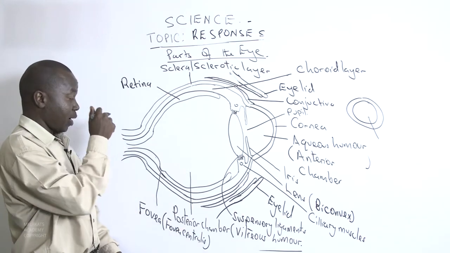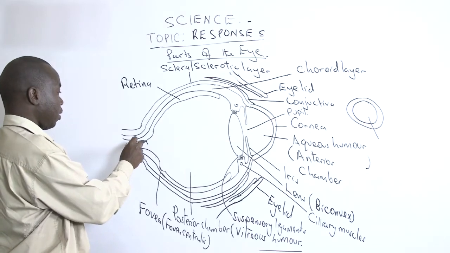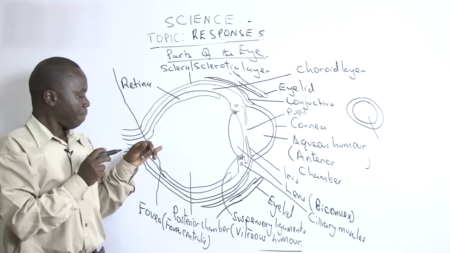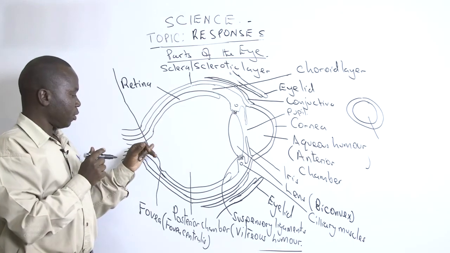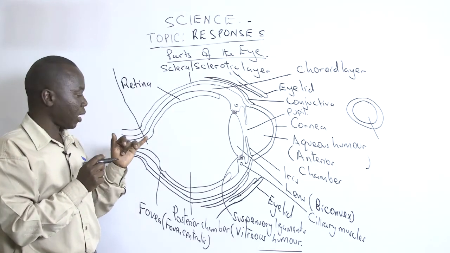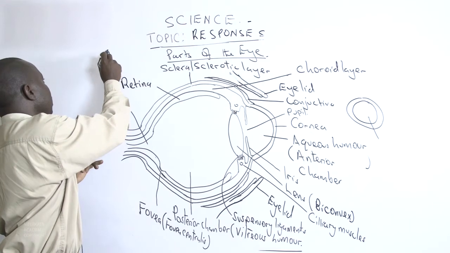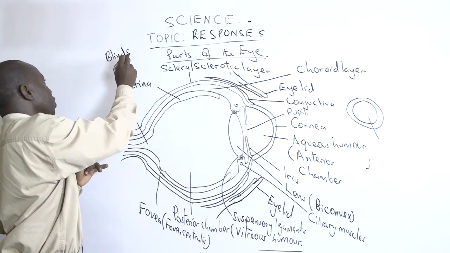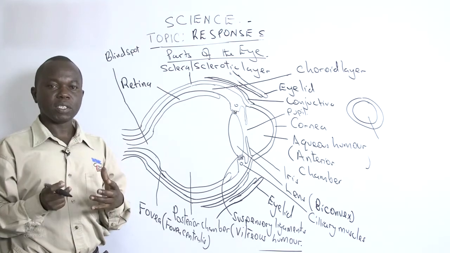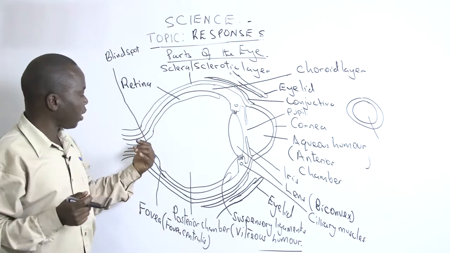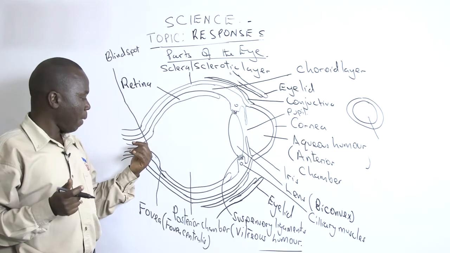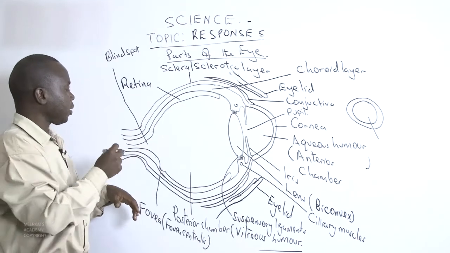And then we have a point here where the nerves and blood vessels get joined to the eyeball. We call that one the blind spot. It is called the blind spot because even if an image is going to fall at that point, it's not going to be perceived. An image reaching the blind spot cannot be perceived.